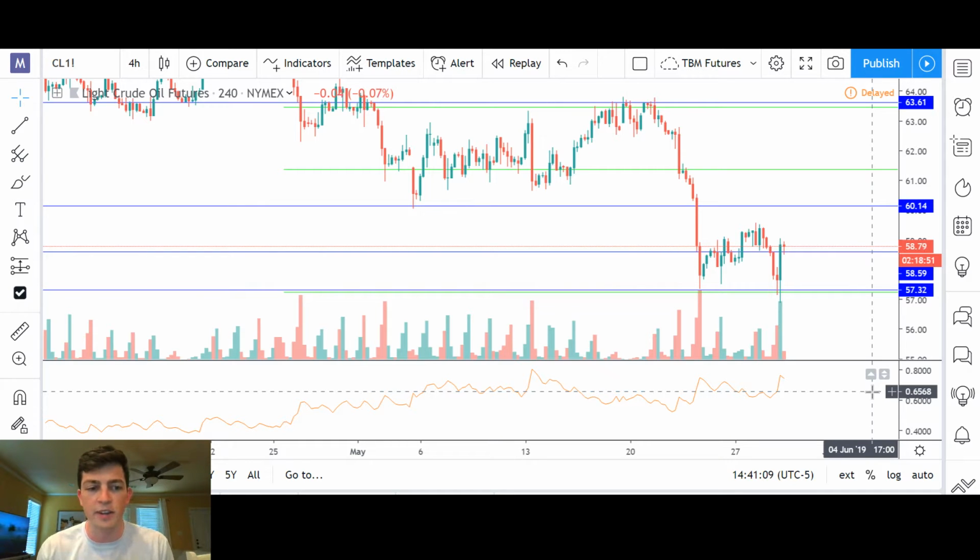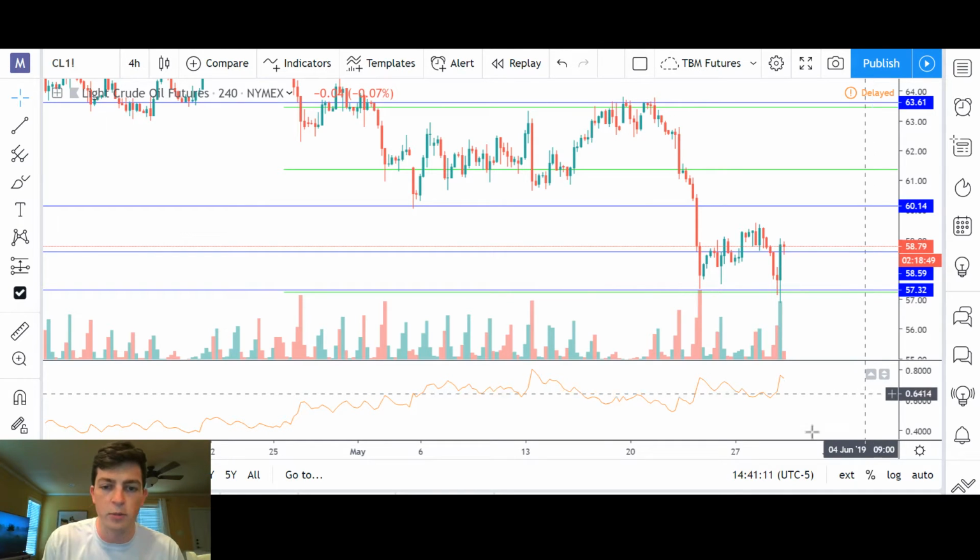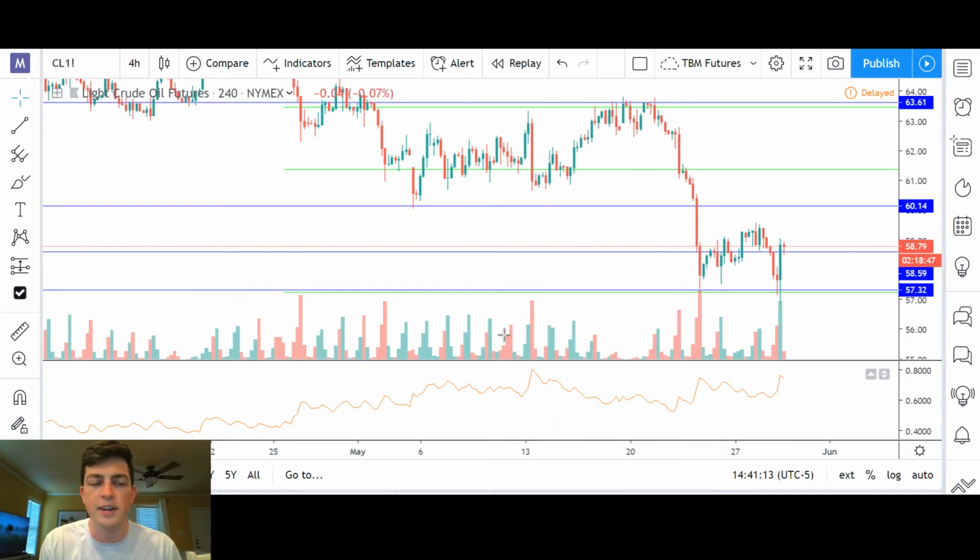We're going to be using the ATR like we did previously. So that's what this line down here is, at the bottom is the ATR. CL is light crude oil futures. We're also going to take a peek at the NASDAQ, the S&P, and probably the Dow as well, because those are kind of the four main ones traded, right? So let's go ahead and dive into it.